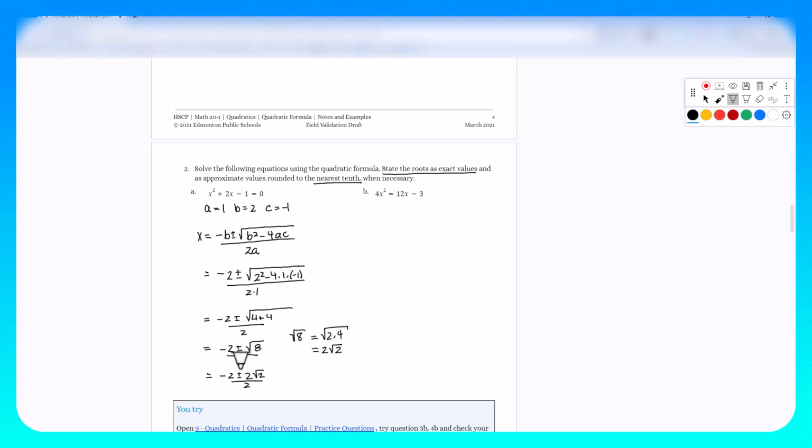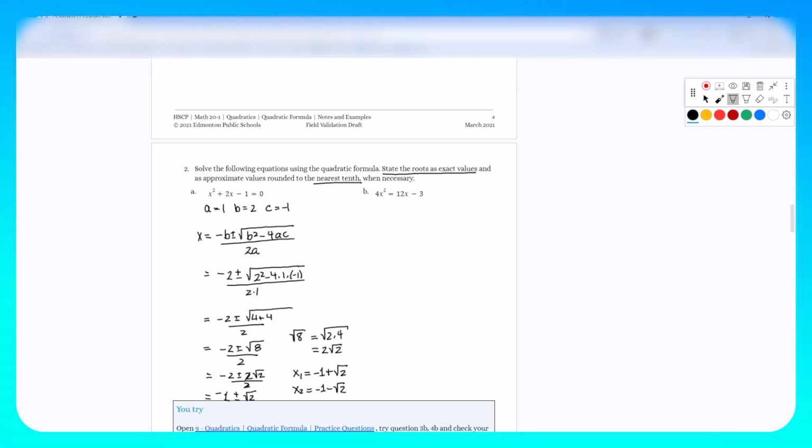and that's going to give us -2 over 2 plus minus. Now these two cancel on the last term here, like that. -2 divided by 2 is -1. So our solutions are x1 equals -1 plus root 2, and x2 would be -1 minus root 2.